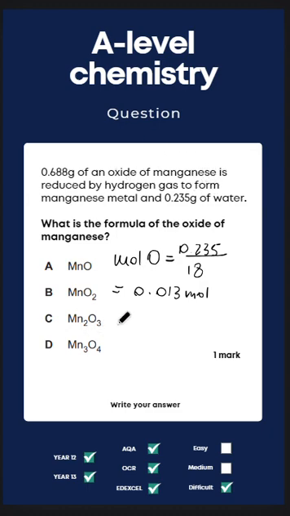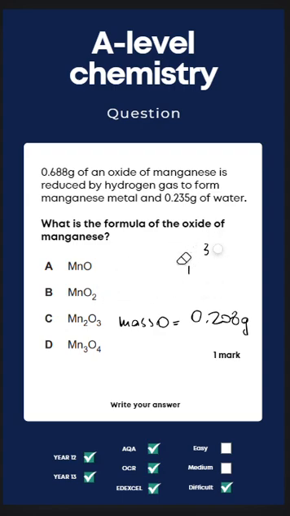So we have the total mass of the manganese oxide, and we're going to need to find the mass of the oxygen, because in this way we can find the mass of the manganese. And when you have two different masses, you can just find the moles and the ratio, just like we do with the empirical formula. So if we times this by 16, we get 0.208 grams of oxygen.